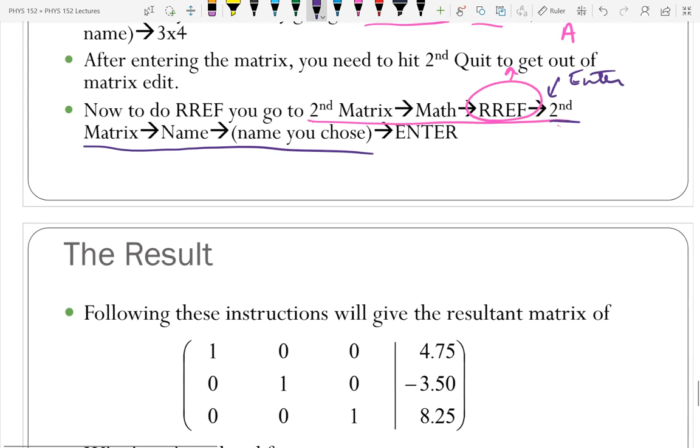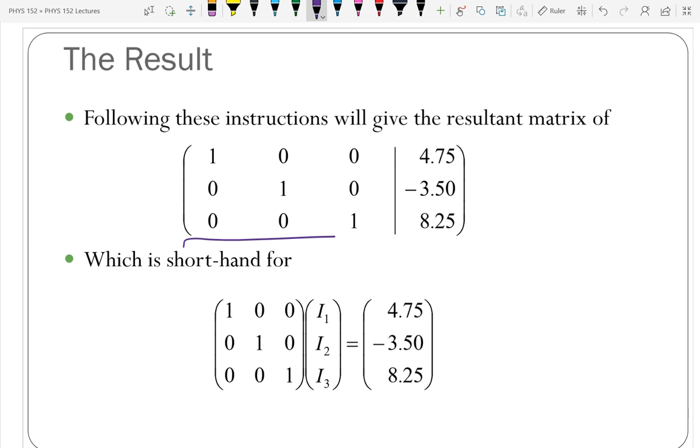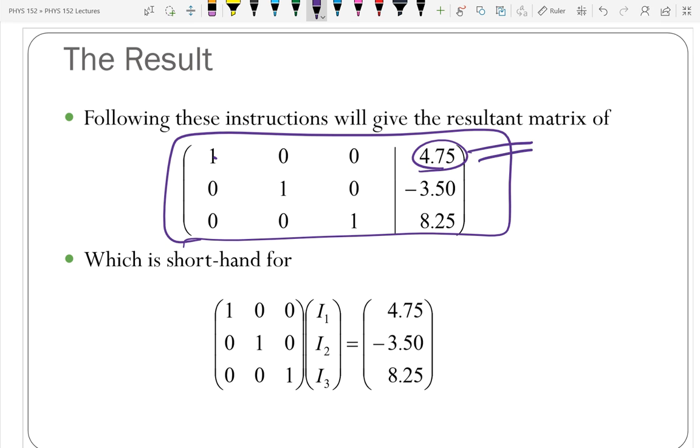And then it's going to give you a result that looks like this. It gives you another 3 by 4 matrix. The first 3 columns are just the unit matrix. The way you read this is 1 times I1 is this, so this here is I1. 1 times I2 is this, so this here is I2. And 1 times I3 is this, that's I3. So you have your currents pop out of your calculator just like that.